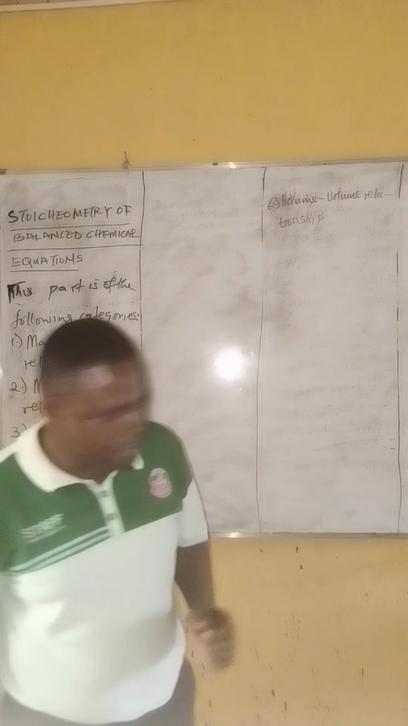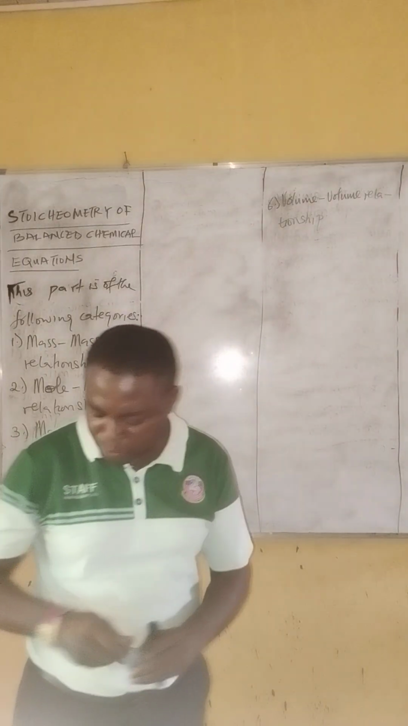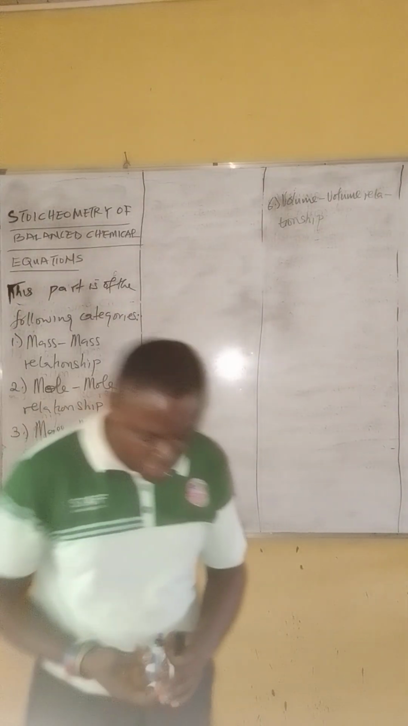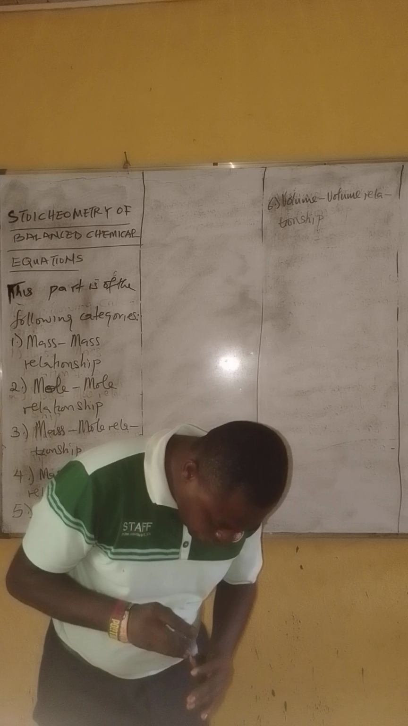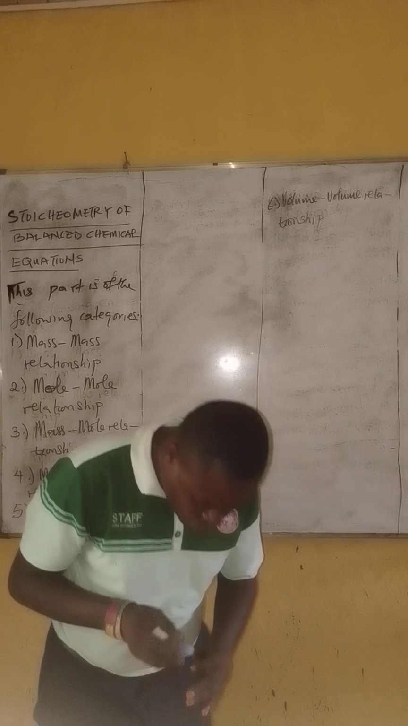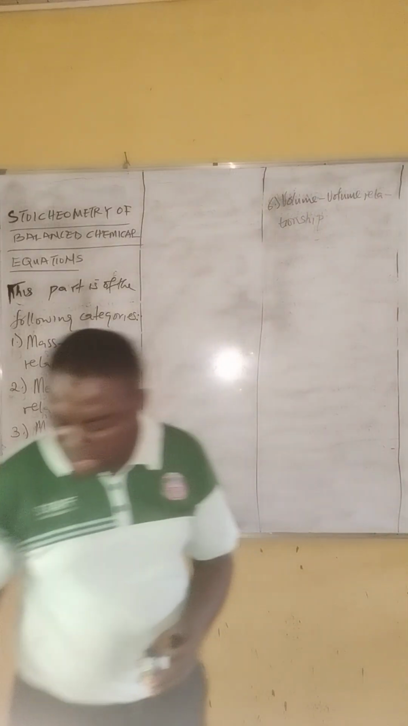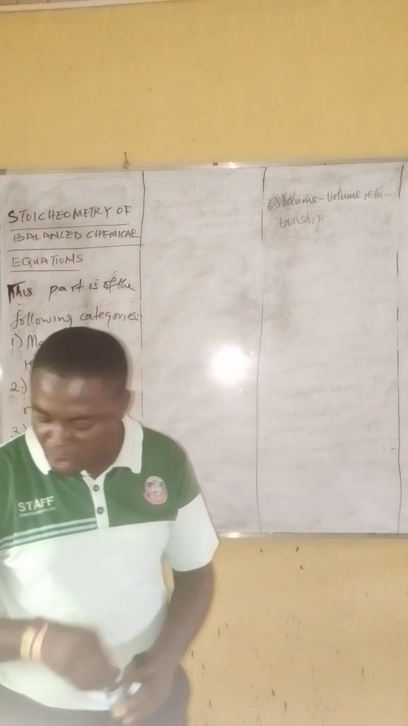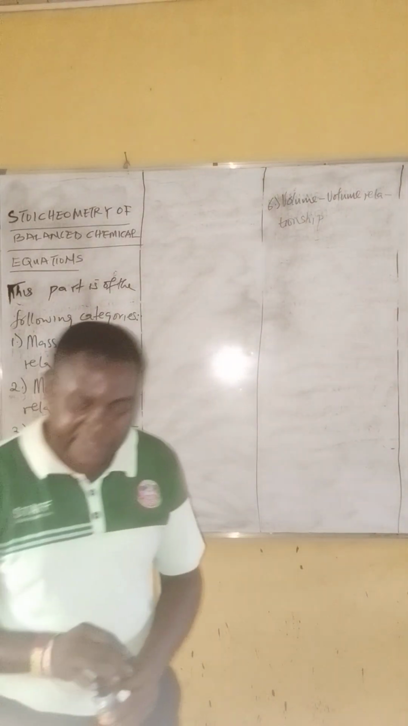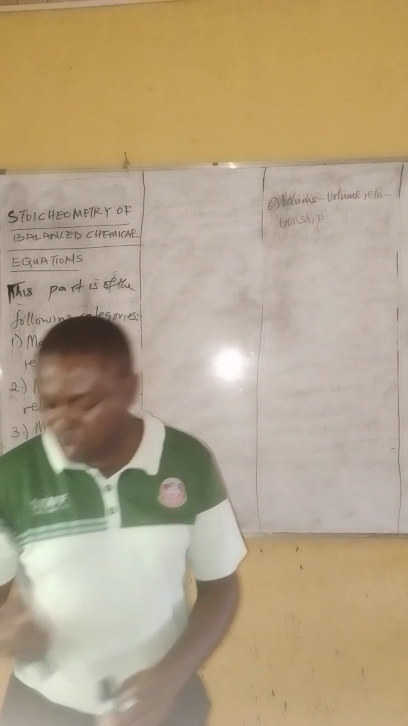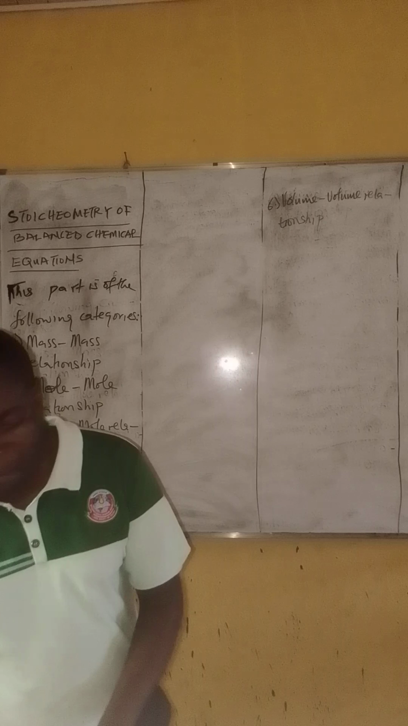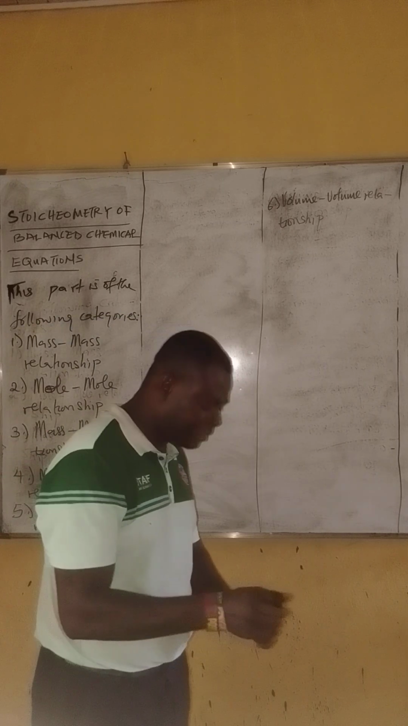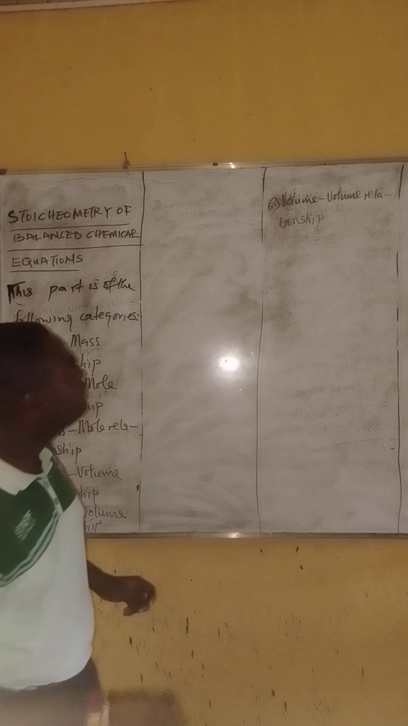Now, the first one we have there is mass relationship. What does mass relationship mean? It means in a question they will give you the mass of one part of the equation, and you'll be asked to find the mass of another part of that equation.